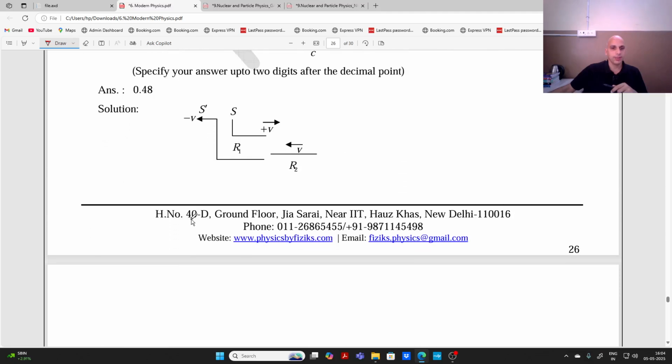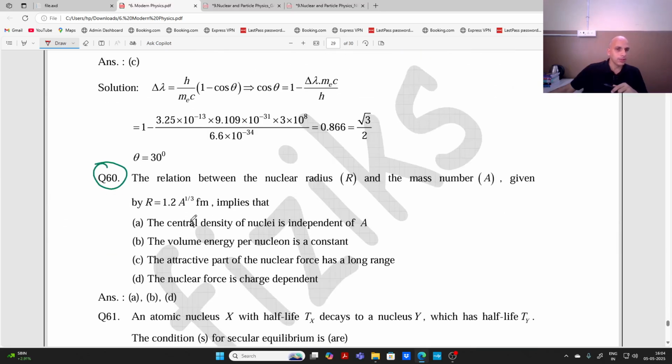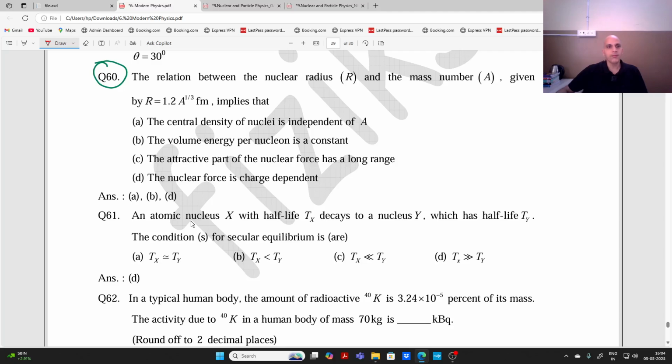Look at another question if it is left. Yes, one question is left there. The relation between the nuclear radius r and the mass number A that is given by this implies that, now look at the different options. The central density of the nucleus is independent of A. It is clear, the density of the nucleus is independent of A. It is true. The volume energy per nucleon is a constant. This is wrong.